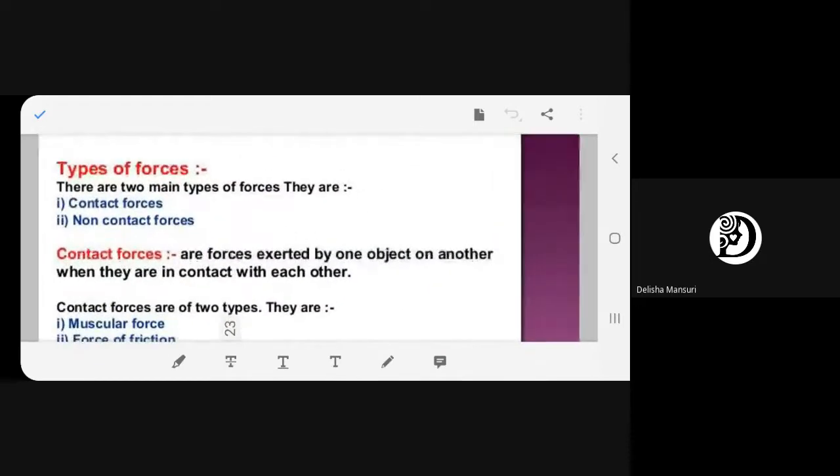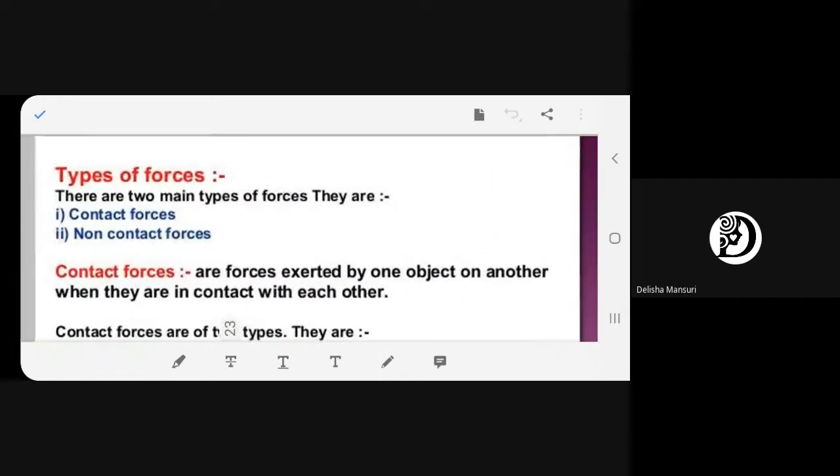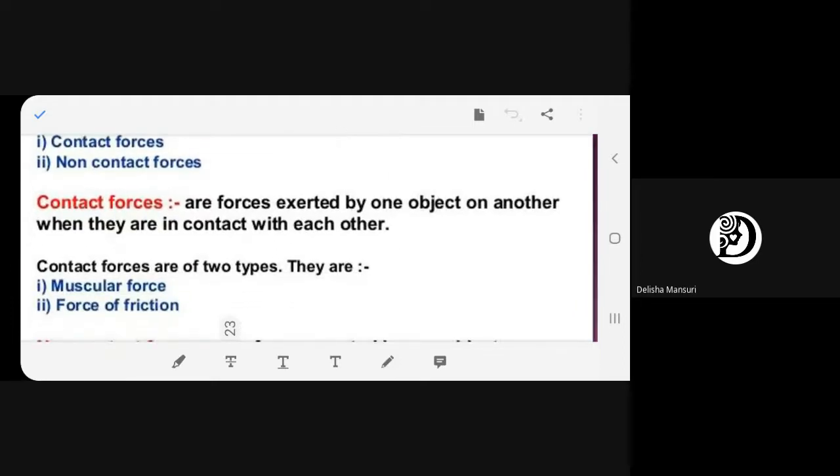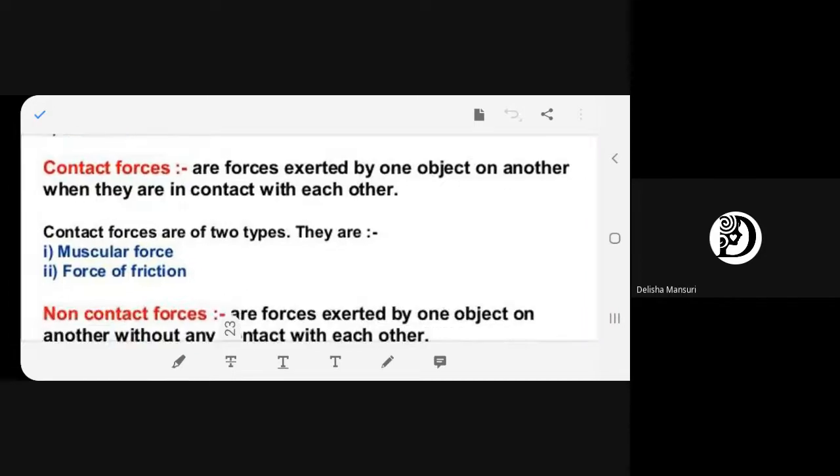Now we see one by one the types of forces. Please read it. There are two main types of forces. They are contact forces and non-contact forces. Contact forces are forces exerted by one object on another when they are in contact with each other. Contact forces are of two types. They are muscular force and force of friction.